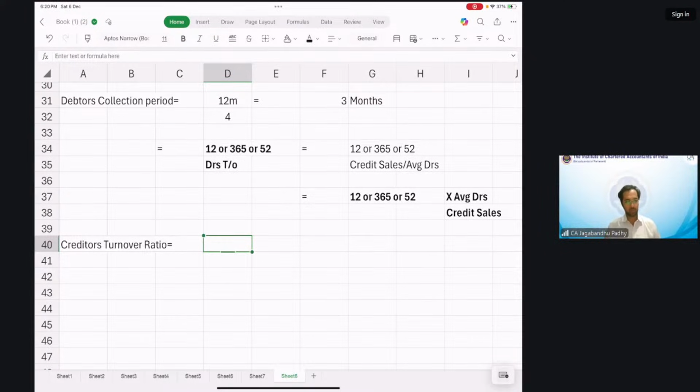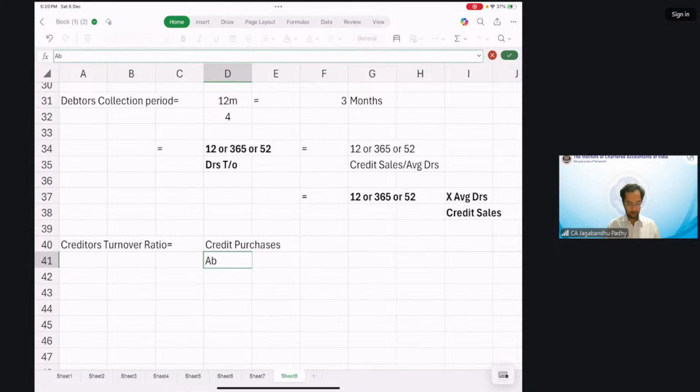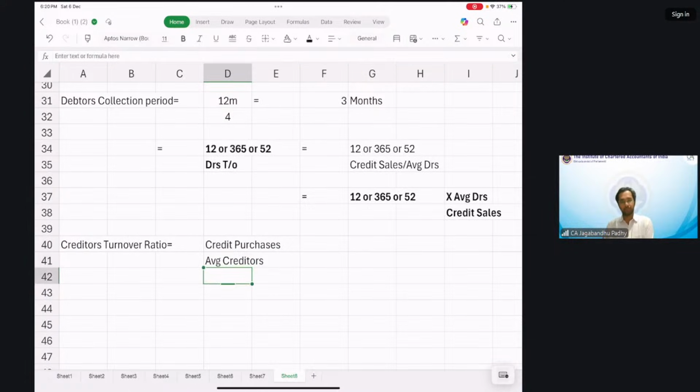Creditors turnover ratio. Can we say it's going to be credit purchases divided by average creditors? Perfect. Absolutely correct, guys.